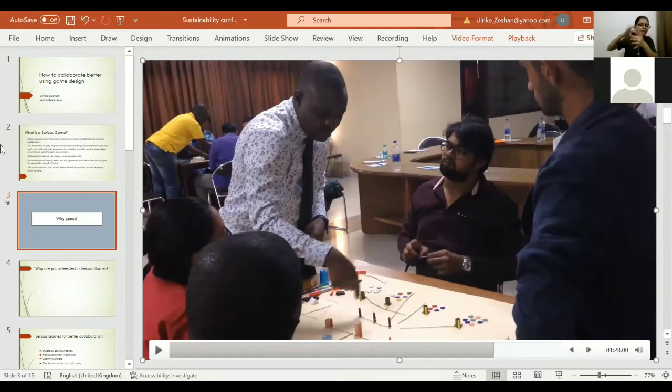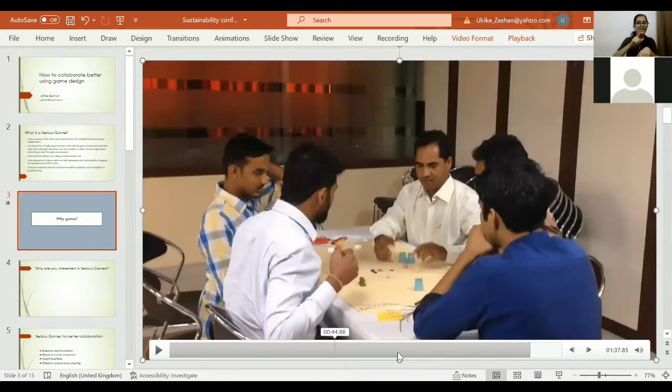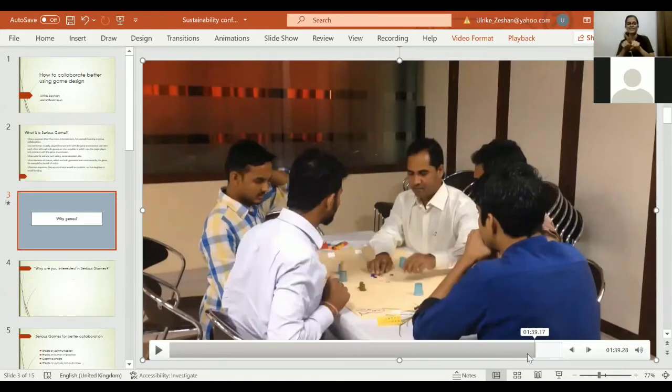This works quite differently because everybody is actively participating and can then remember things much better. And also the interactions are quite different. People are laughing and having a good time. Here's another group. They are also having a good time playing the game.